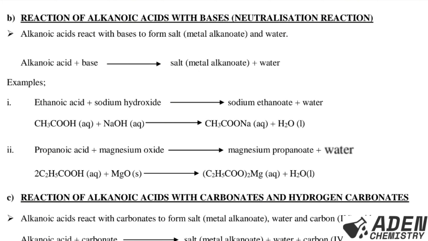1. Roman 2, we are having propanoic acid plus magnesium oxide. What we are going to get is magnesium propanoate.